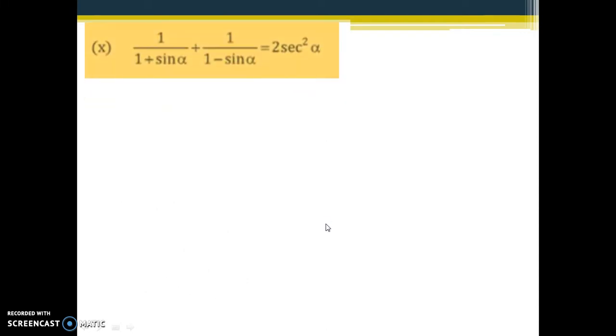Similarly, we have another question over here. This is question number 10. Question number 10 says 1 upon 1 plus sine alpha plus 1 upon 1 minus sine alpha is equal to 2 sec square alpha. First, I will take my left hand side over here. When you see the left hand side, I cannot find any trigonometric ratio formula which can be substituted here. We don't have any formula for 1 plus sine alpha or 1 minus sine alpha.